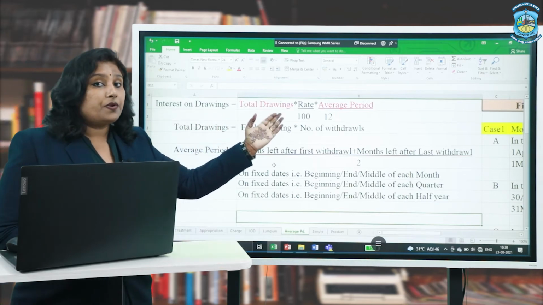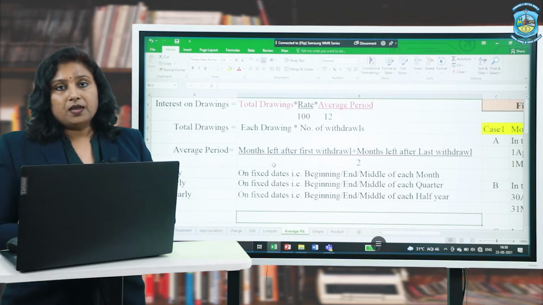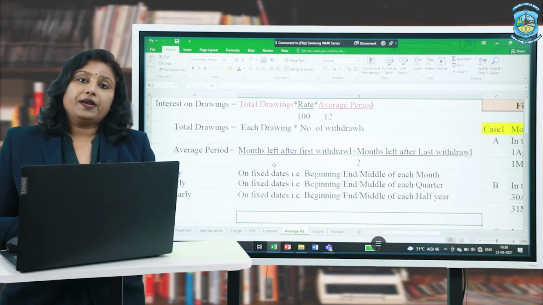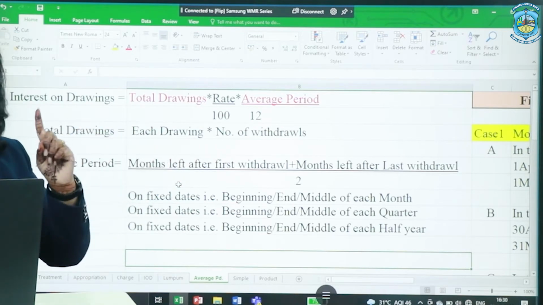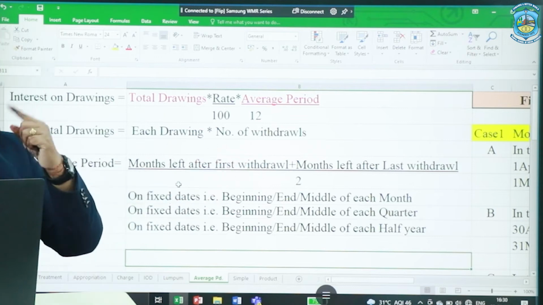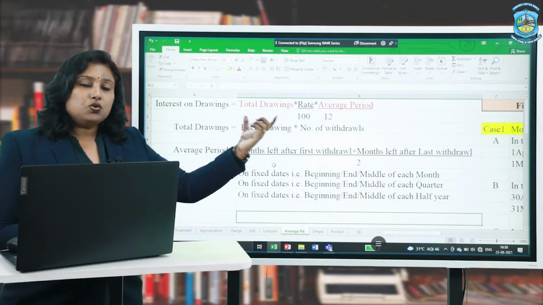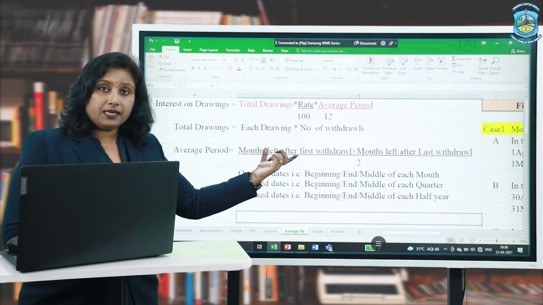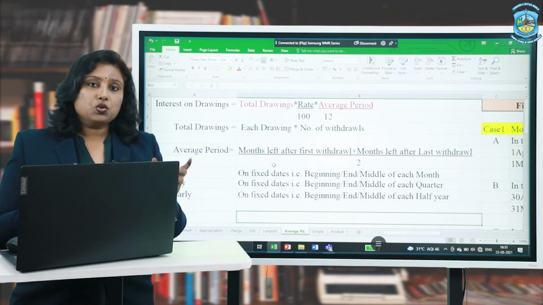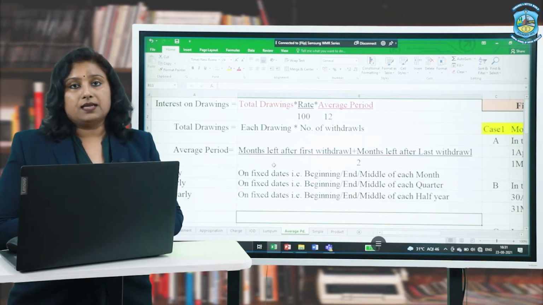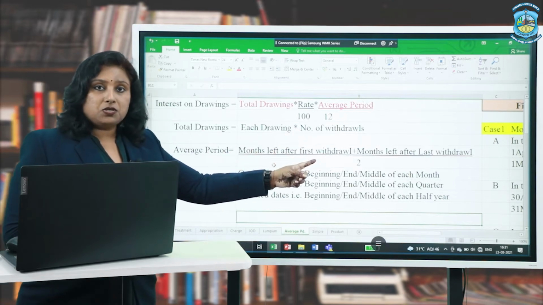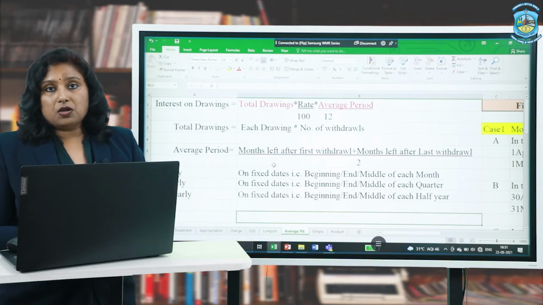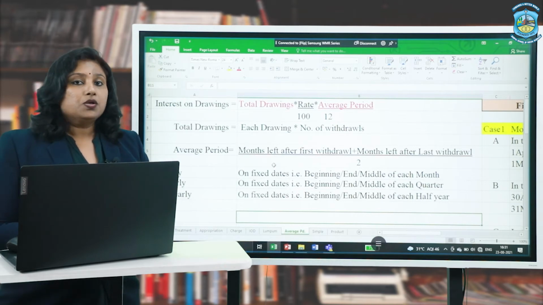That is total drawings into rate into average period upon 12. But here the average period is very important to be valued. So what is average period over here? Let us see. The average period is nothing but months left after first withdrawal and months left after last withdrawal. And these two items are to be taken as an aggregate and divided by 2. Why? Because we are taking two items and on an average basis we calculate this period. So, once again, months left after first withdrawal and months left after last withdrawal are to be added and divided by 2 to get an average period.